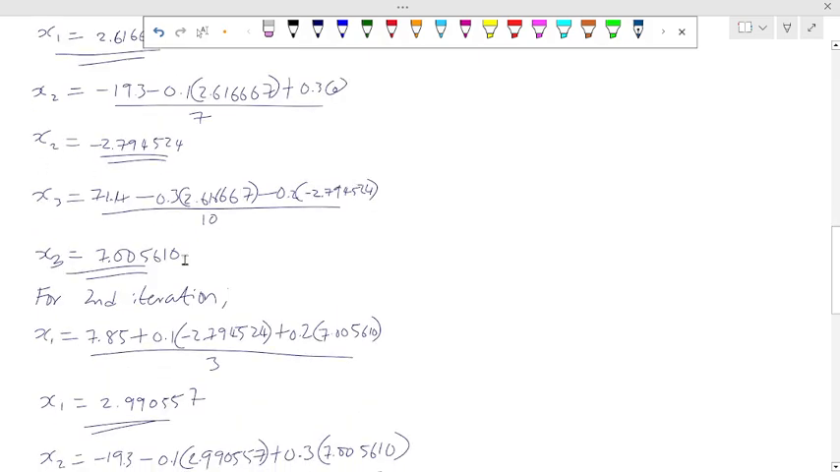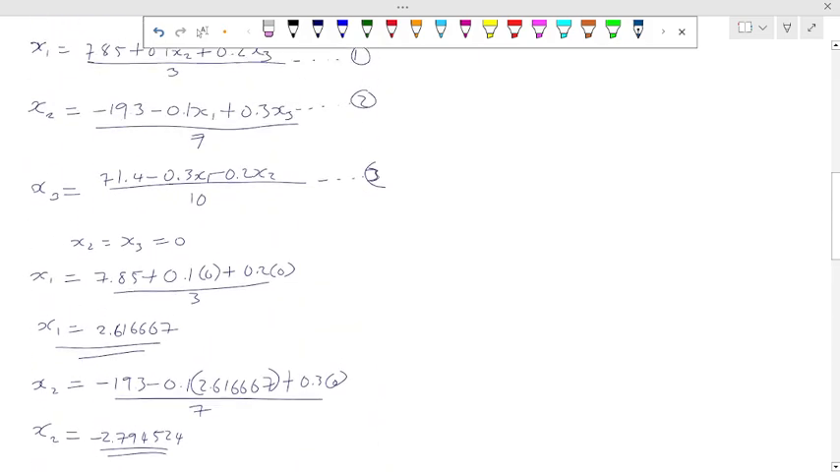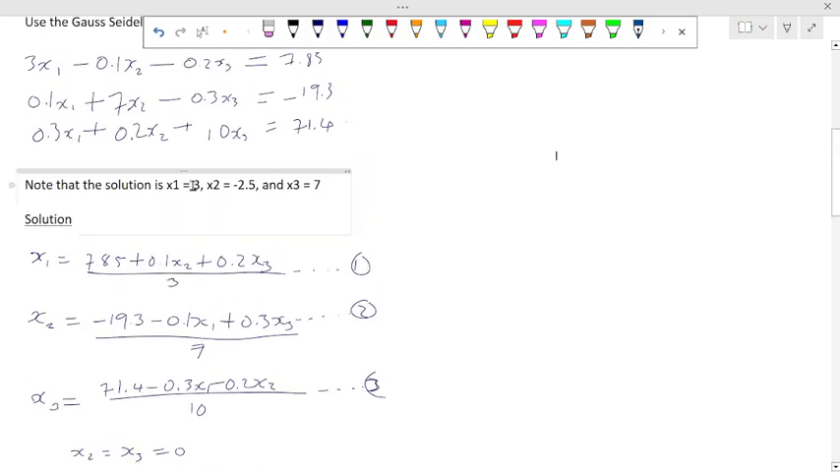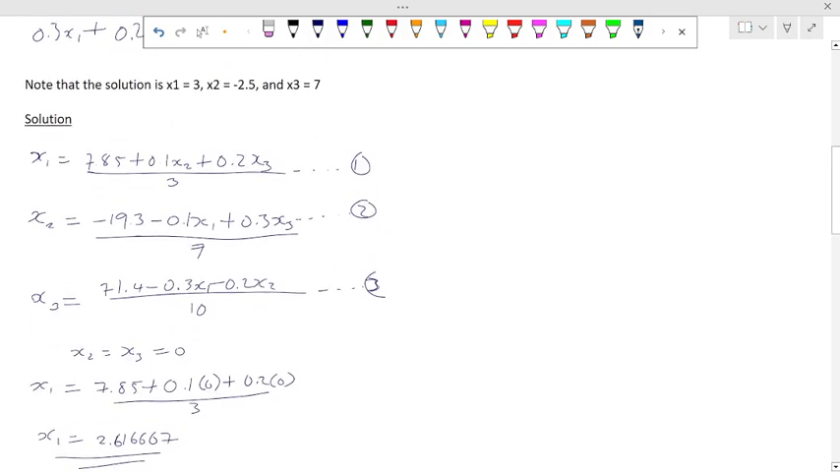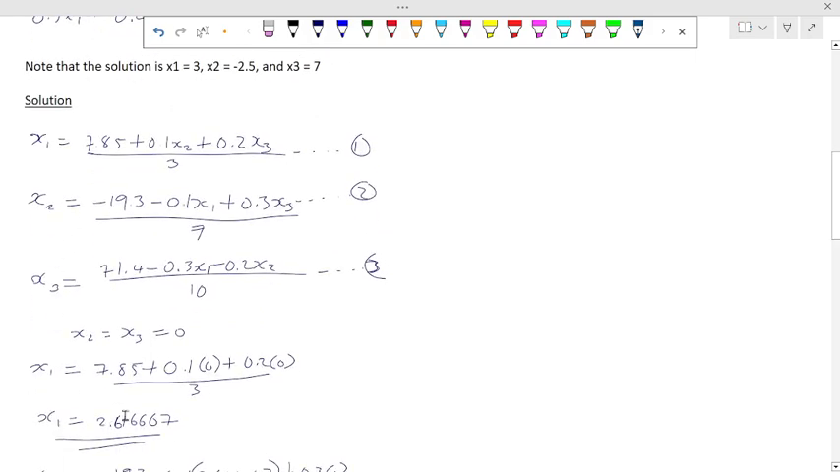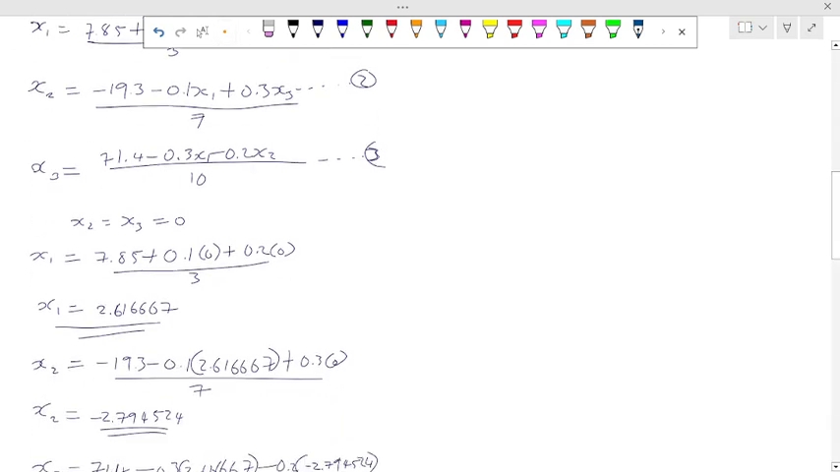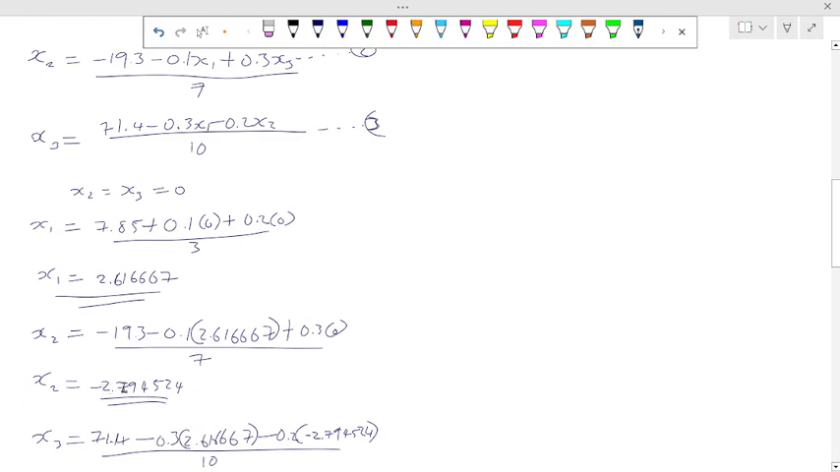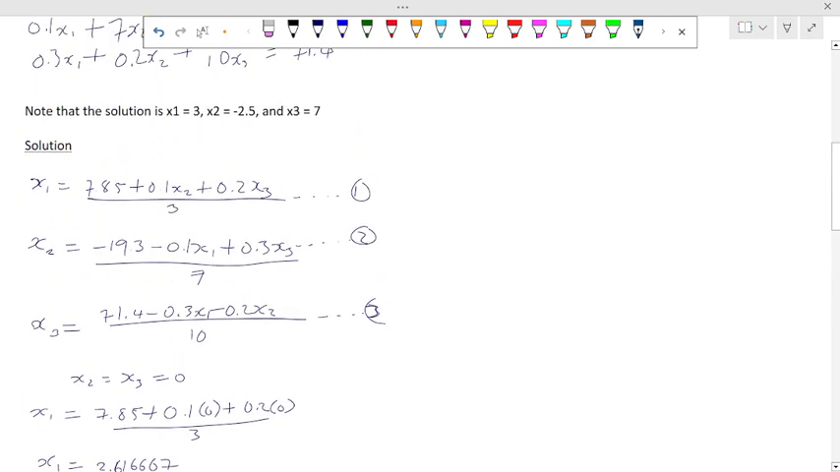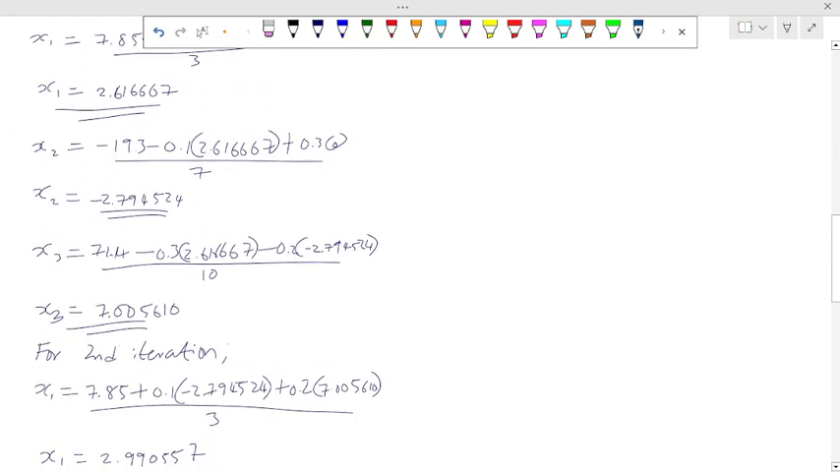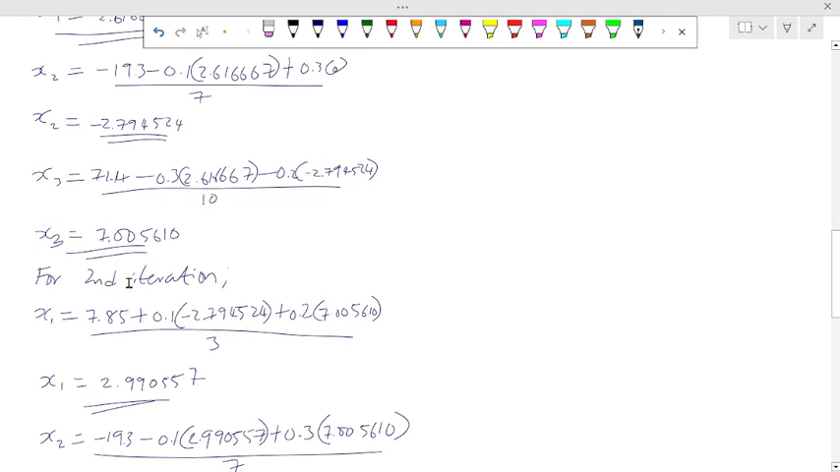For the second, if you look at the values, they are close to these values here but not exact. x1 is close to 3, but it's not exact. x2 is close to minus 2.5. x3 should be 7, and what we have is close. So let's take the second iteration.